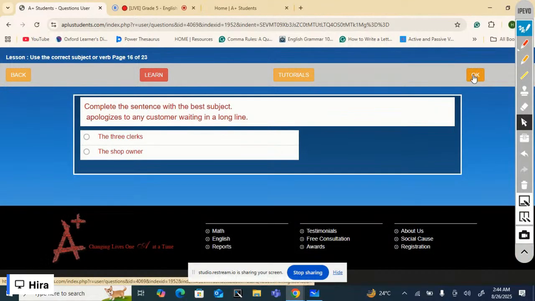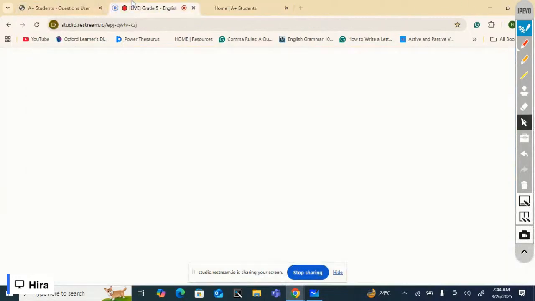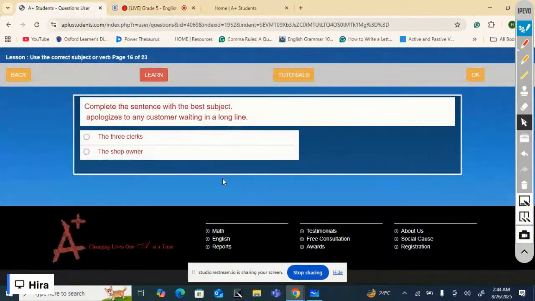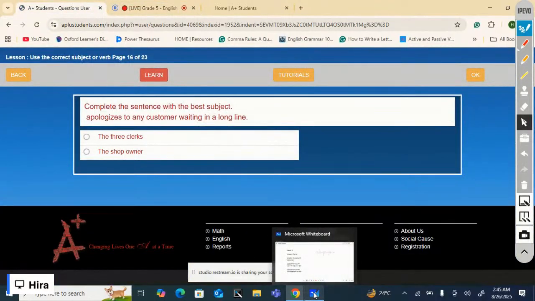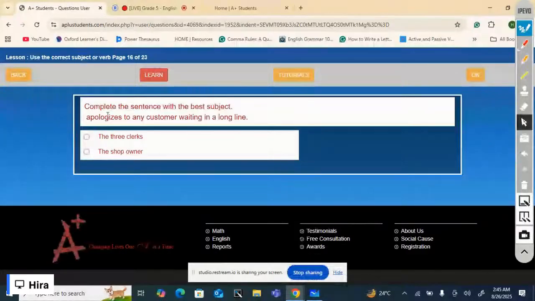Okay, so I'm going to stop here. The chapter name is Subject Verb Agreement from grade 5, and I taught you the first lesson, use of correct subject or verb. I hope, kids, you understand it and you can complete the remaining questions, the remaining test, from your side.